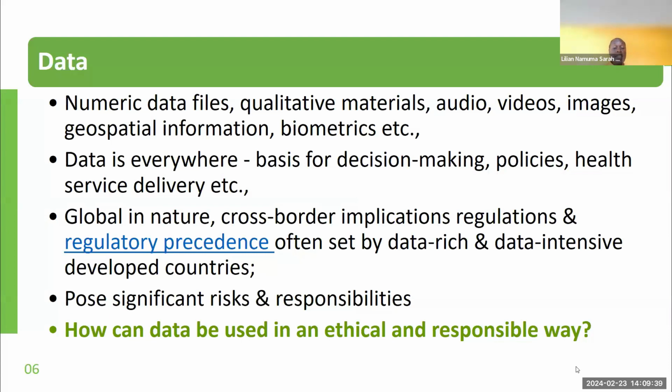It is everywhere. We interact with it, and it's the basis for decision making and for policies, which are also geared towards improving health service delivery, among other benefits. So data is global in nature, and being global, it has cross-border implications and regulations. Therefore, in most cases, research demonstrates that the regulatory precedent is often set by data-rich and data-intensive developed countries.